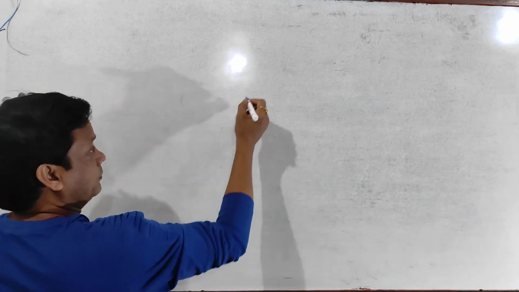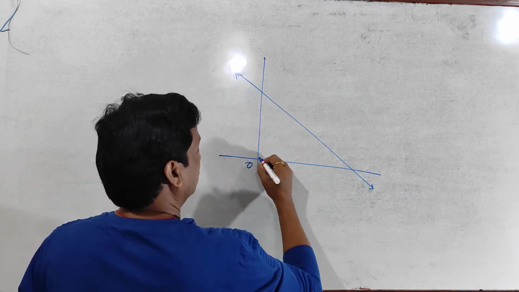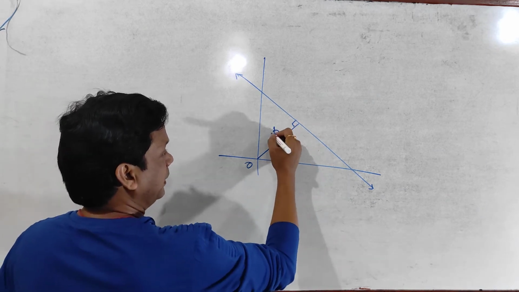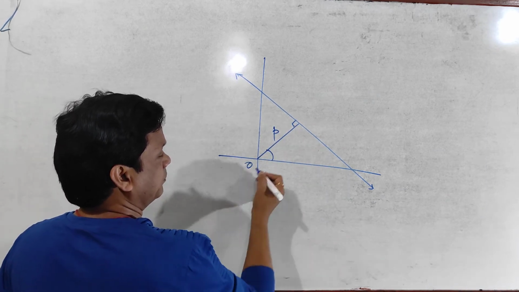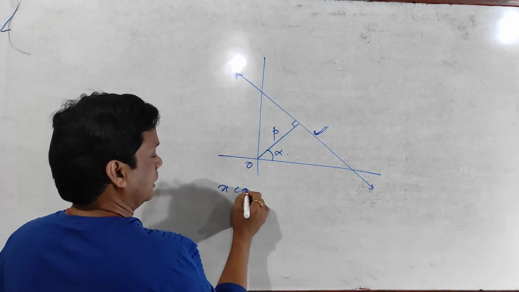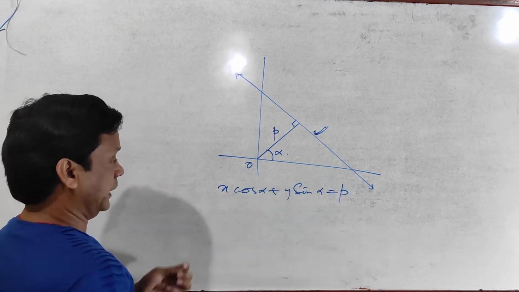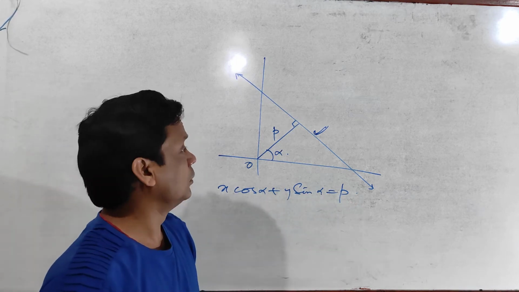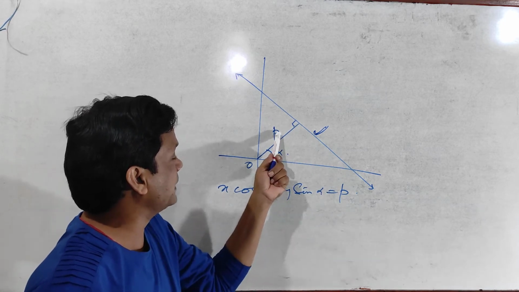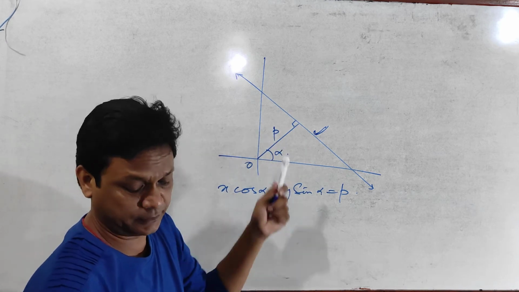And now let us see the normal form. This is the line and this is the origin, and the perpendicular distance from the origin upon the line is P and the angle of inclination of the normal is alpha. So the equation of this line will be x cos alpha plus y sin alpha is equal to P. This is the normal form of the equation of the line, where P is the length of the normal from the origin upon the line and alpha is the angle of inclination of the normal.